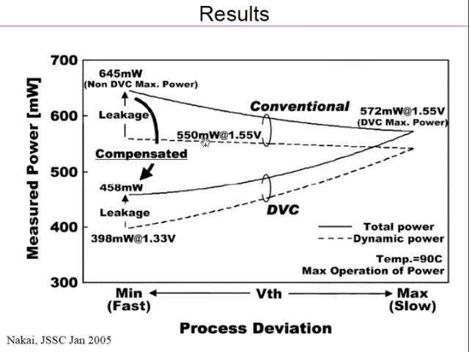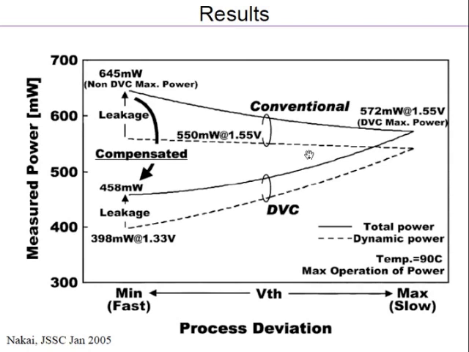There are two curves here. The dashed line is the dynamic power, the solid line is the total power, which means it also includes the leakage power. So for the slow chip, they are at 572 milliwatts, and if they were to use the same voltage for a fast chip, they'll end up burning 645 milliwatts. So there is a variation from 572 to 645 because of the difference in the threshold voltage, and they are using the same voltage.